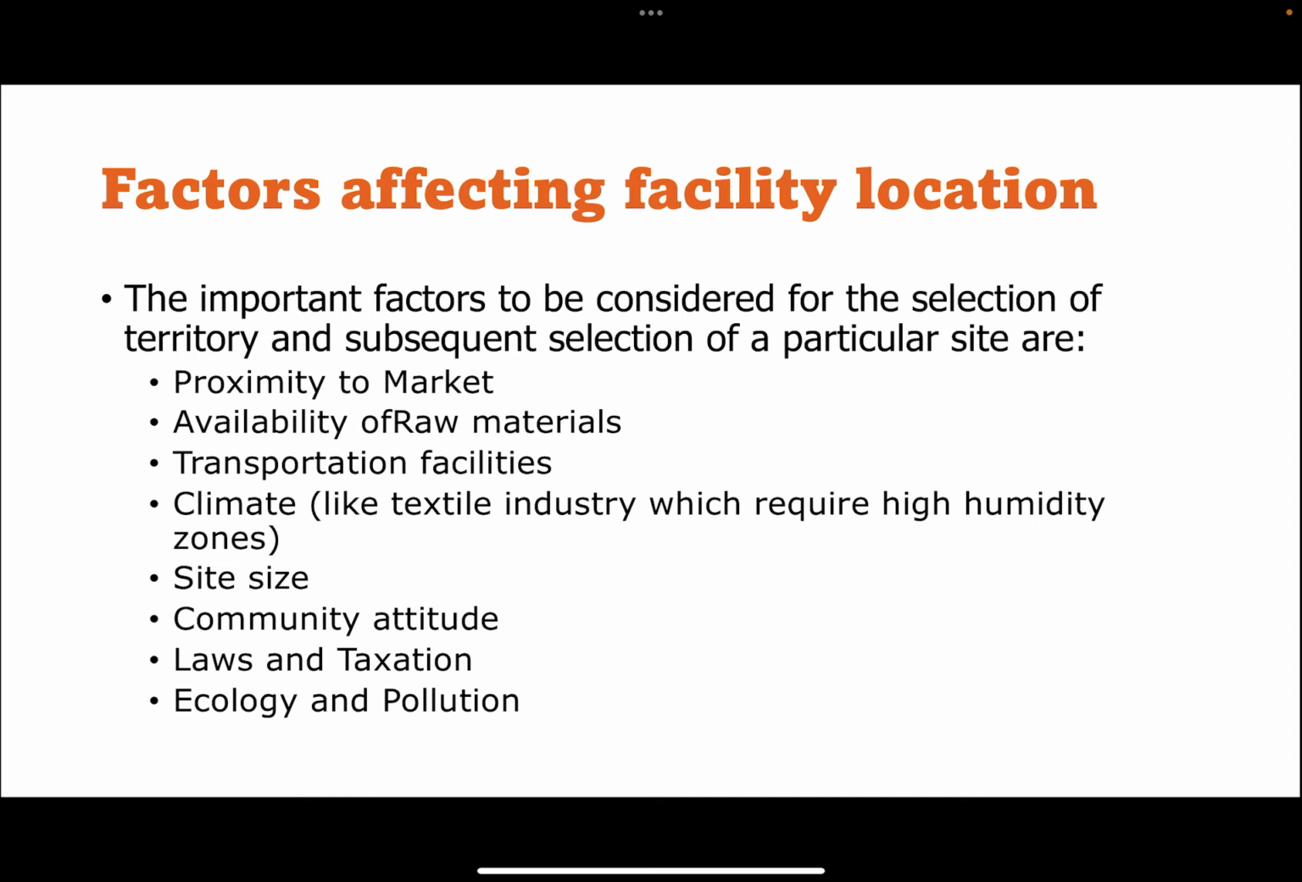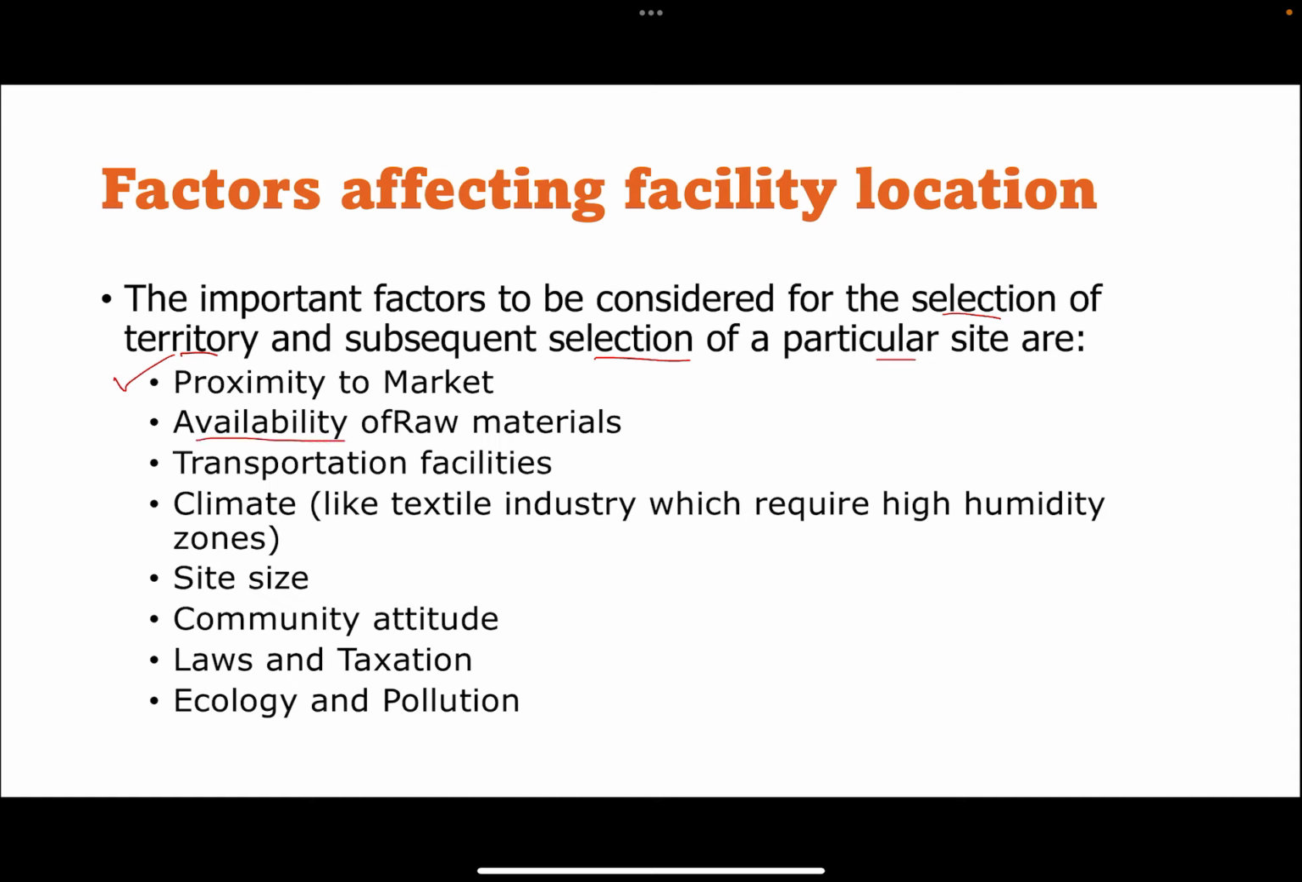So now let us see what are the different factors which affect the facility location. The important factors to be considered for the selection of territory and subsequent selection of factory site are: first one, proximity to the market. This is one classic example. Whenever you manufacture a product, the product needs to be sent to the customer. So the customers or the market should be there.